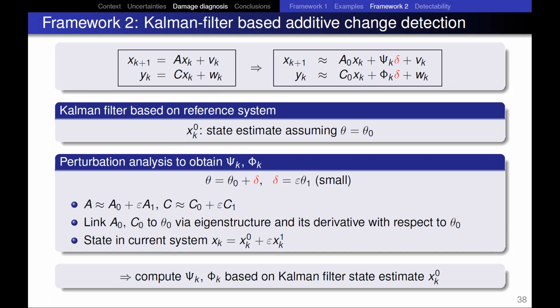So if you put all of that in the state space equation of the current system, we can compute our fault profile matrices psi k and phi k by perturbation analysis. They depend on each time sample, which again depends on each of the Kalman filter state estimates xk0. So one can make such a transformation, neglecting the higher order terms in the approximation. That's a technical part. Those matrices can be computed based on the Kalman filter.